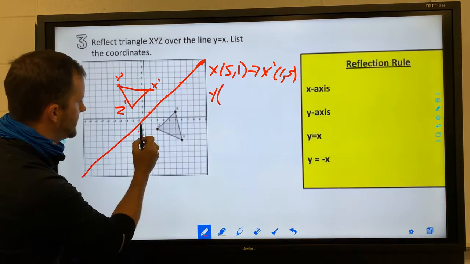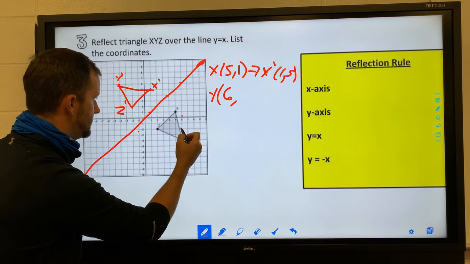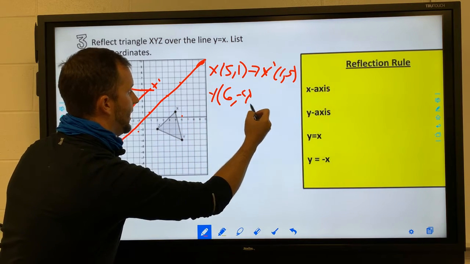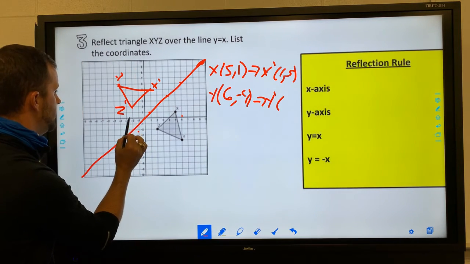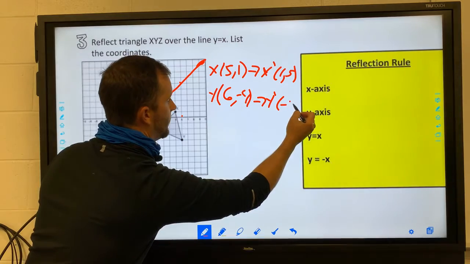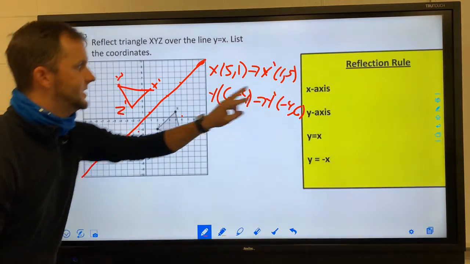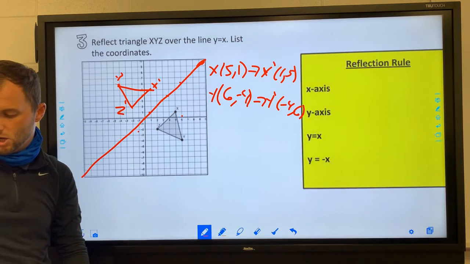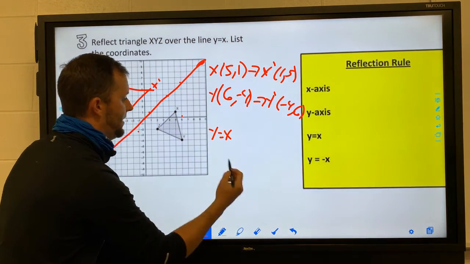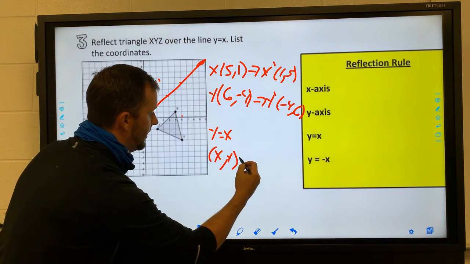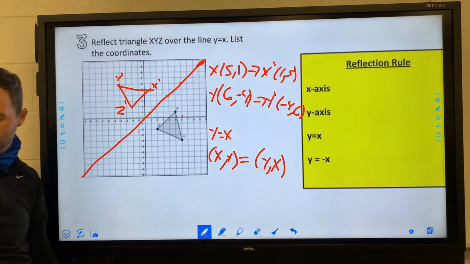So Y is going to be 6, comma, negative 4, okay? And then Y prime turned into, looks like, negative 4 and then I went up 6, positive 6. So you can see all I'm doing is I'm flipping those two coordinates. So to go over the y equals x line, all I have to do is take (x, y), and it's actually going to end up just flipping. That's all you're going to do with those.